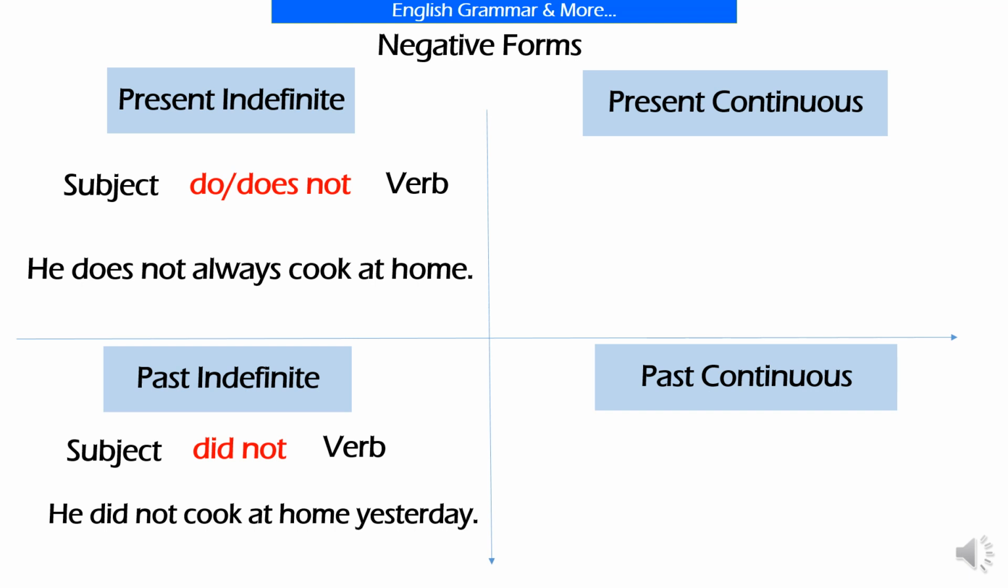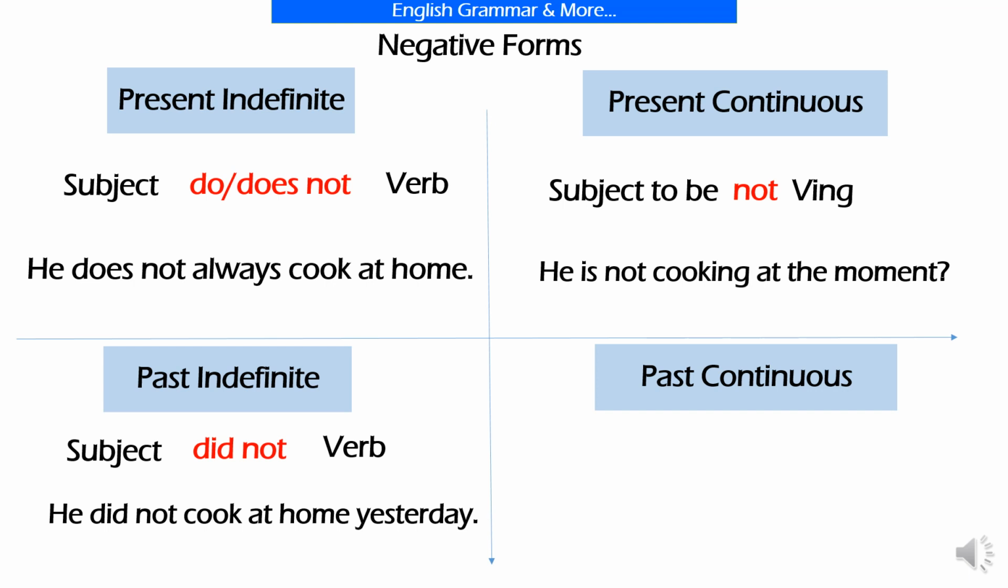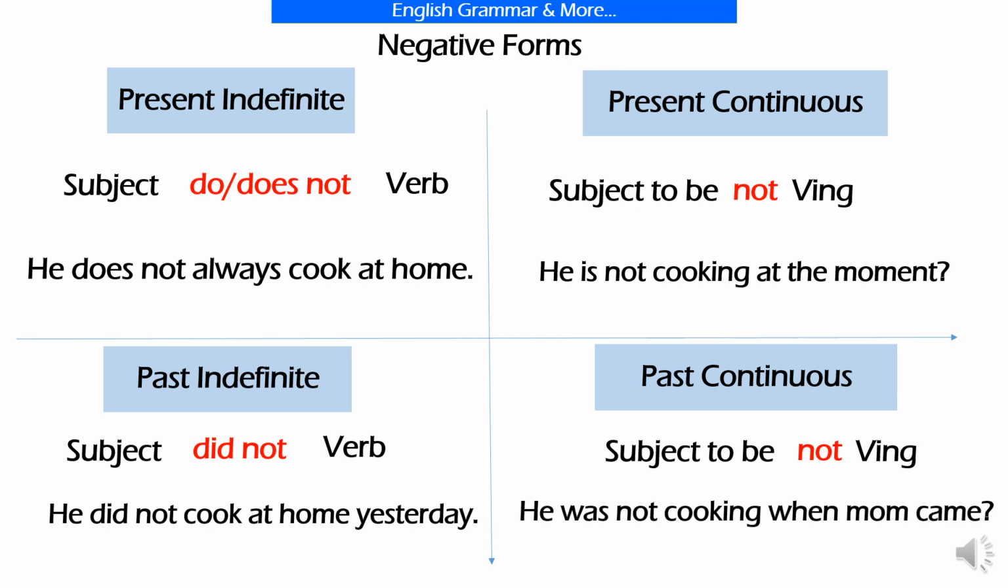Now, when it comes to the present continuous tense form, we use the negative word not right after to be and before the verb ing. For example, he's not cooking at the moment. Lastly, for the past continuous tense form, once again, we use the negative word not right after to be, which in this case is was or were, and before verb ing. For example, he was not cooking when mom came.